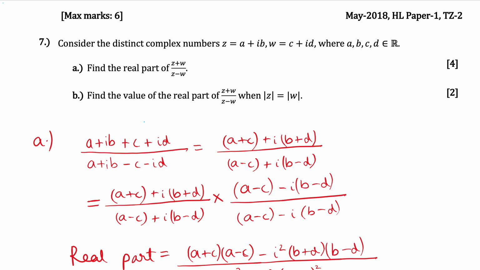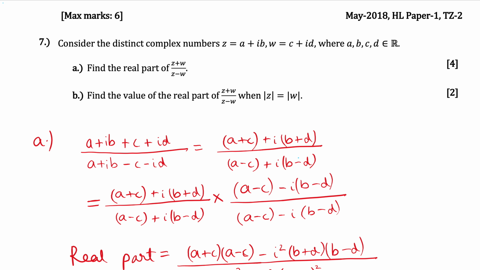So firstly, we can replace z and w with their respective complex numbers. So we have (a + ib + c + id)/(a + ib - c - id). In the next step I have separated the real and imaginary parts. So we have (a + c + i(b + d))/(a - c + i(b - d)). Now to progress further, we need to rationalize the denominator.